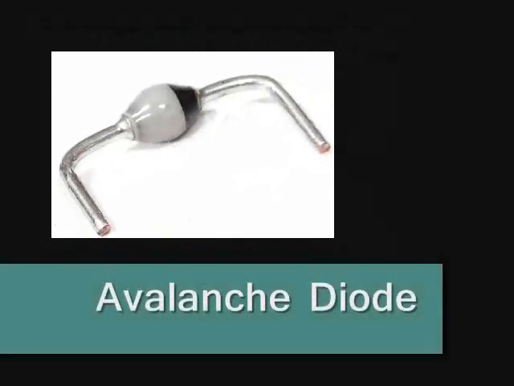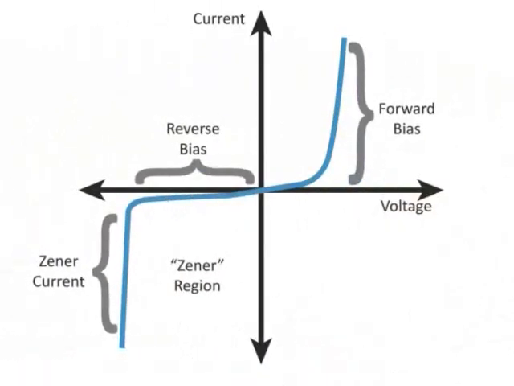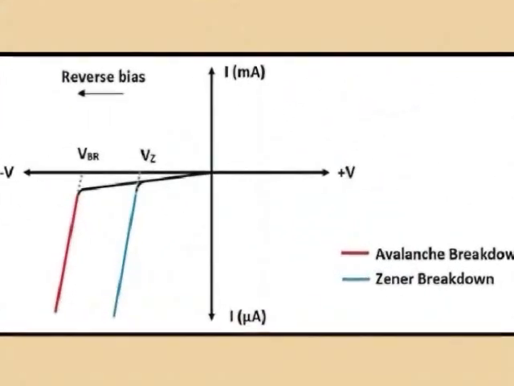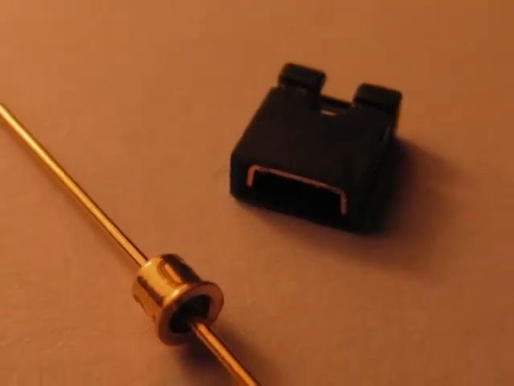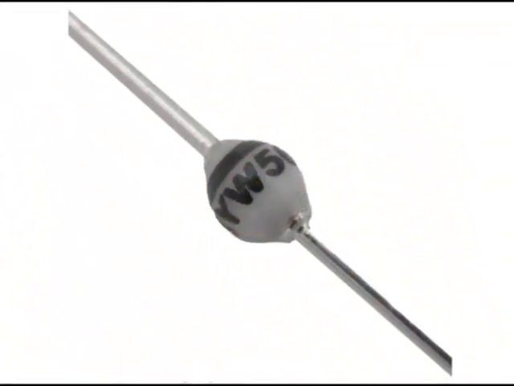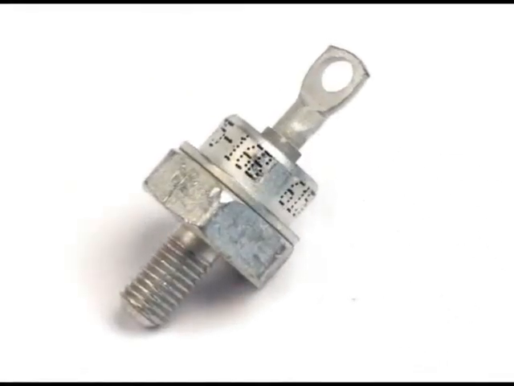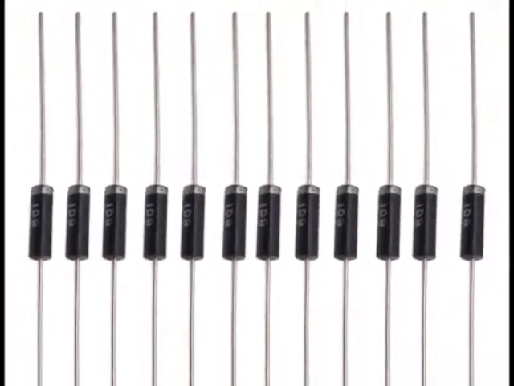Avalanche diode. This family is used similarly to Zeners in the reverse region, and their difference is that they have a larger breakdown voltage. These diodes are designed to fail at a certain voltage and not be damaged. Avalanche diodes are used for protection applications, inductive circuits and high voltage circuits.